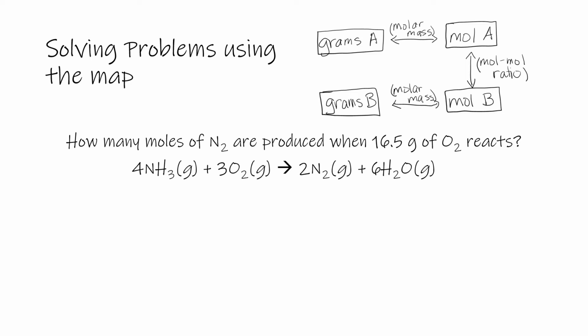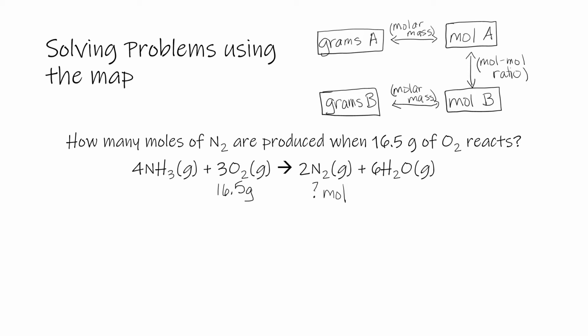When I do these problems, I like to write down underneath my balanced equation what I know and what I'm looking for. It just helps me to stay organized. So underneath oxygen right here, I'm going to write down 16.5 grams because that's what I have. That's what I'm starting with. And then from the question, it says how many moles of nitrogen are produced. So I'm going to put a question mark under nitrogen with the unit of moles. So that's what I'm looking for. So I've kind of drawn out everything I have from that problem and I've just written it down. It helps me to keep track of it.